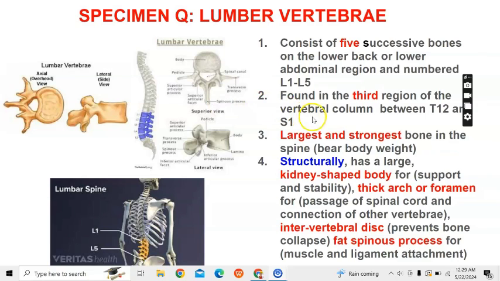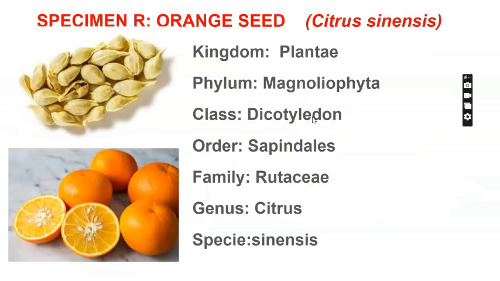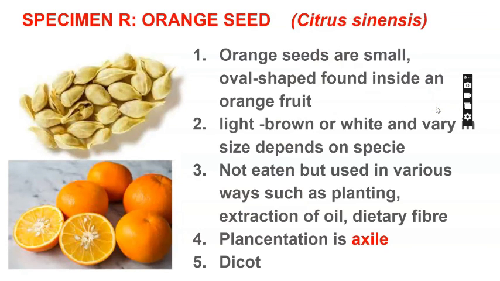And finally we have the last specimen, specimen R, which is the orange seed. The orange is known as Citrus sinensis, and here is the classification of the orange seed. Here is the breakdown of the classification. Let us see one or two things about the orange seed.